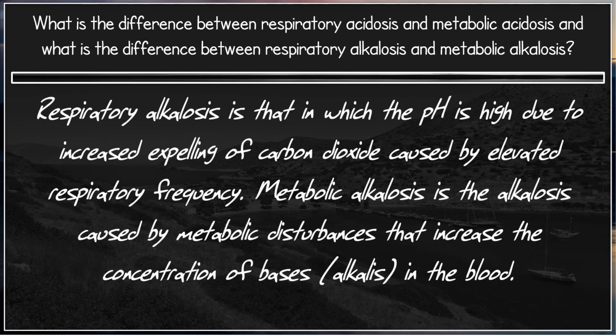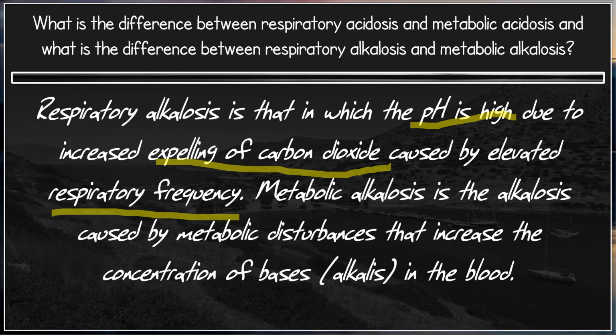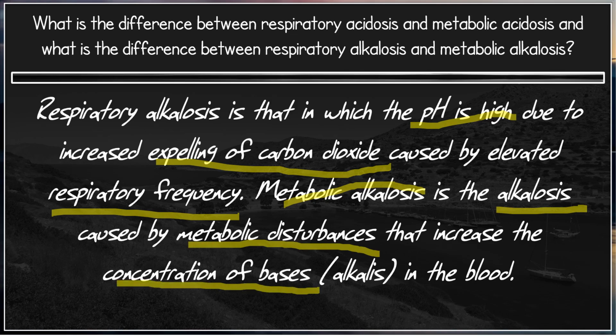Respiratory alkalosis is that in which the pH is high due to the increased expelling of carbon dioxide caused by elevated respiratory frequency. Metabolic alkalosis is an alkalosis caused by a metabolic disturbance that increases the concentration of bases, alkalis, in the blood.